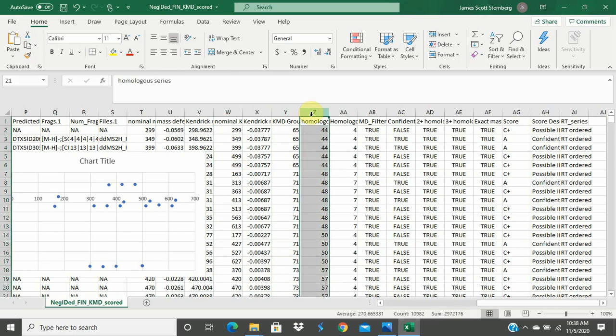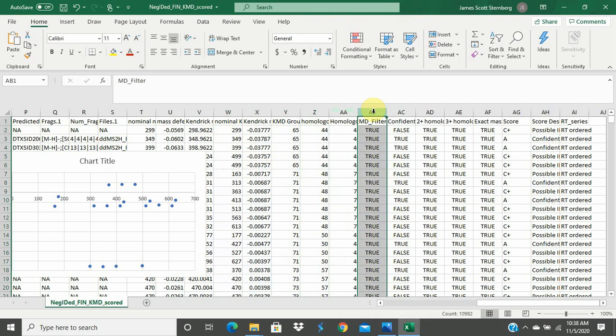The column labeled Homologous Series Count shows how many unique masses there are in the series. So if we're looking at group 44, we have 299, 349, 399, and 499. Those are the 4 unique masses within group 44.